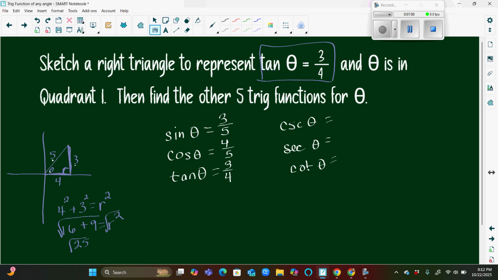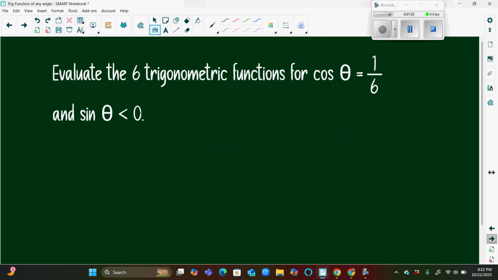And now that we've done that, we can find the other 3 because they're just the reciprocals. So since sine is 3 over 5, cosecant is going to be 5 over 3. Since cosine is 4 over 5, secant is going to be 5 over 4. And since tan is 3 over 4, cotan is going to be 4 over 3. And there you have it. There's your 6 trig functions. Let's do another example. Next example.